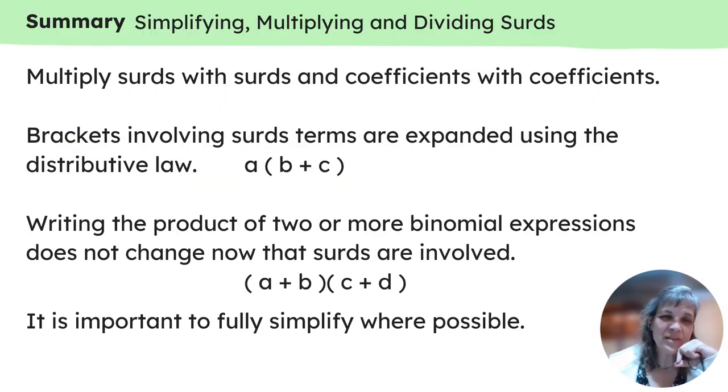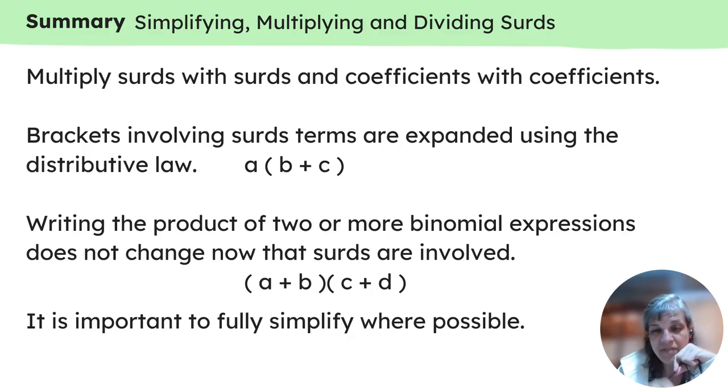Okay, so what have we learned? We've learned that you can multiply surds with surds and coefficients with coefficients. And when you have a bracket, basically you're doing the same things that you do in algebra. You're distributing the terms across the bracket, and if you had two or more binomial expressions, like two brackets of algebra, you have to still follow the same rules and think, I have to multiply.